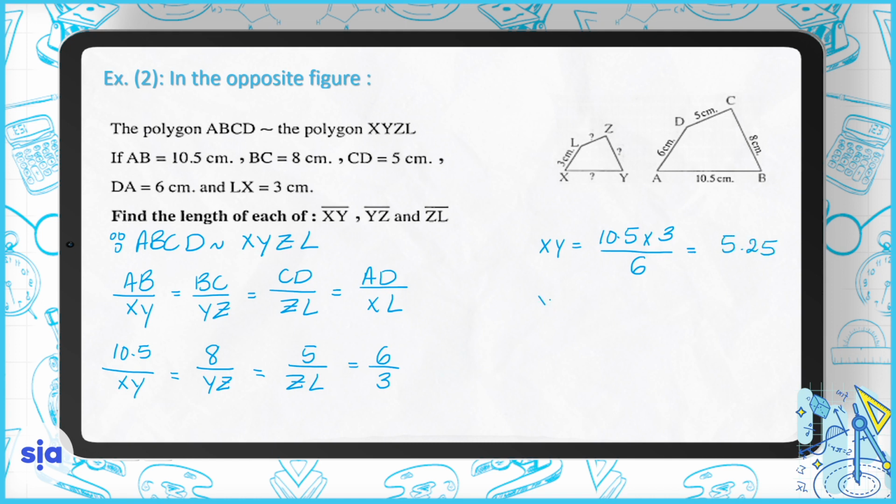The YZ is 8 times 3 over 6, which is 4 centimeters. And also the ZL is 5 times 3 over 6, which is 2.5 centimeters long.